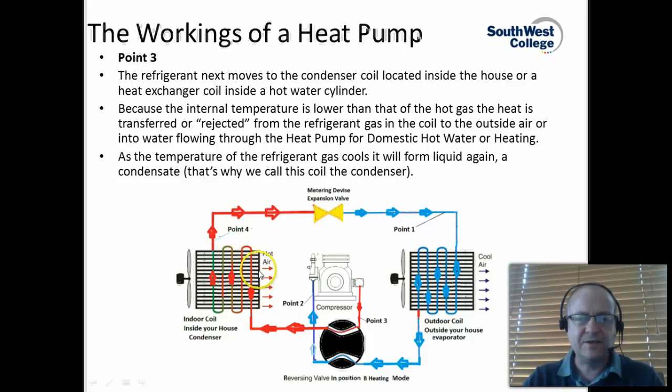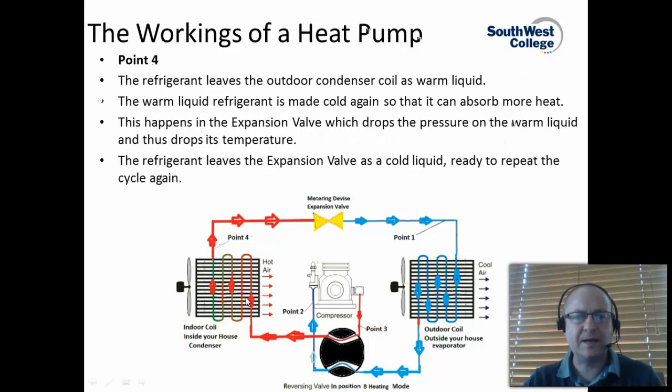So the hot gas expels its heat at this point. As the temperature of the refrigerant gas cools, it converts again from a gas to a liquid, a condensate, and that's why it's called the condenser. It comes in as a hot gas, goes through this system, dispels its heat into the application, and then exits your condenser in liquid form. Again, that's why that side is called the condenser. It condenses it from the gas back to a liquid.